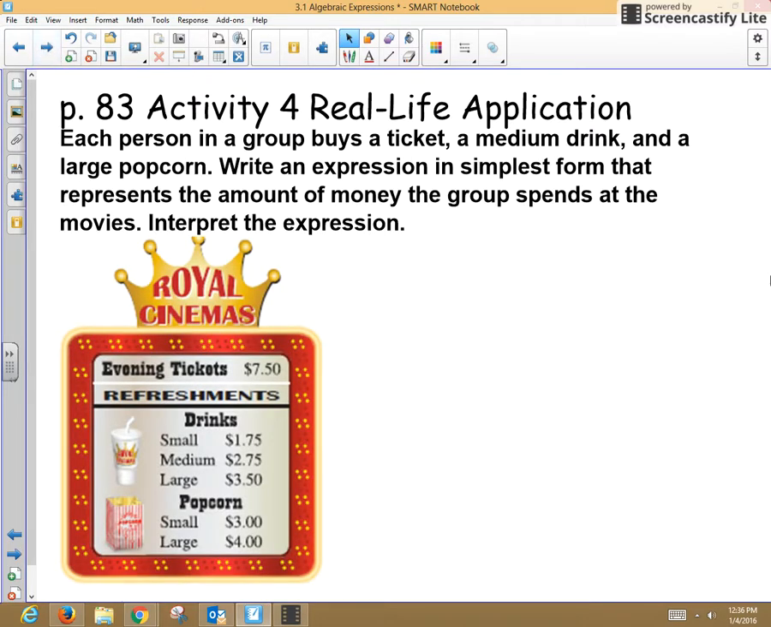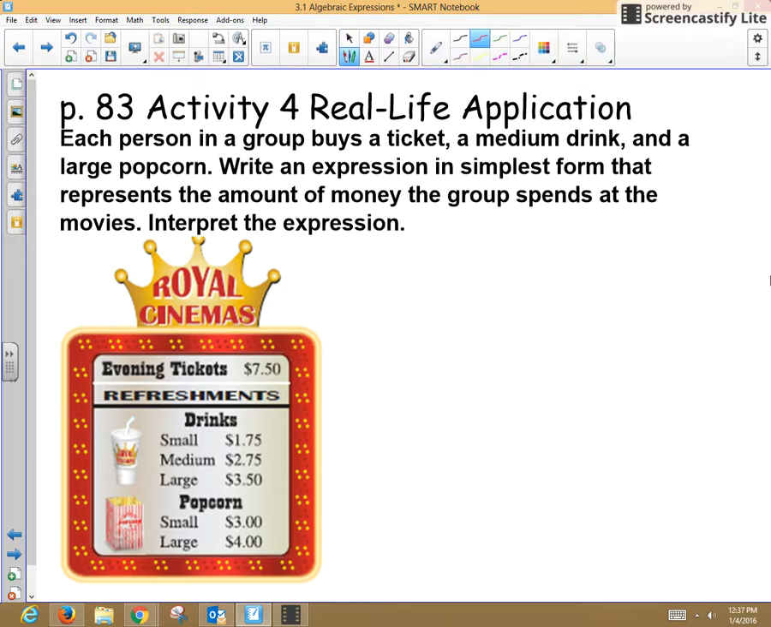Okay, our last activity says each person in a group buys a ticket, a medium drink, and a large popcorn. Write an expression in simplest form that represents the amount of money the group spends at the movies, and then we'll interpret the expression. So this is our real-life application.